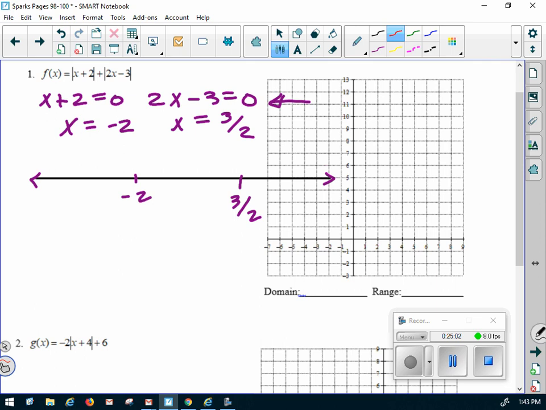What do I do now? Now, I just don't have room. You do because you have a pencil and you write smaller. I'm going to have to write it like this. x plus 2, that's x plus 2x minus 3.